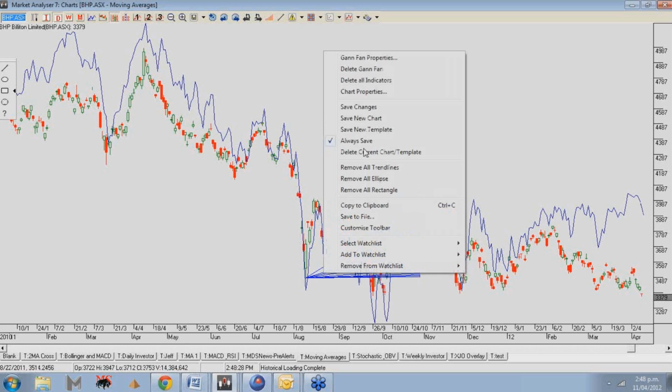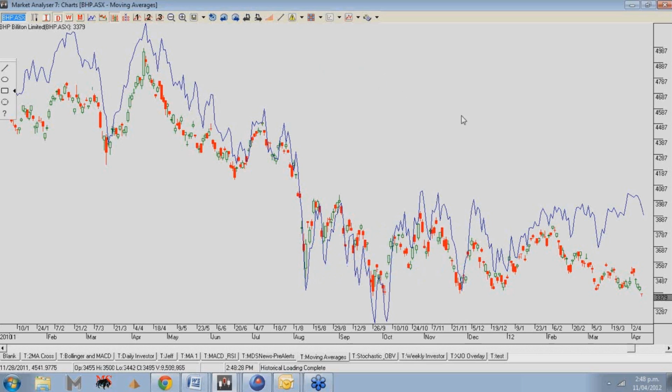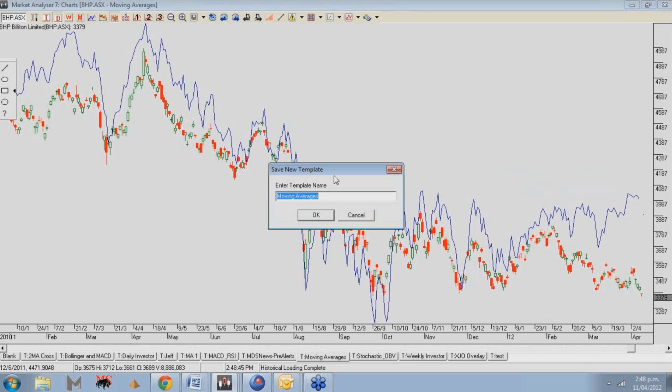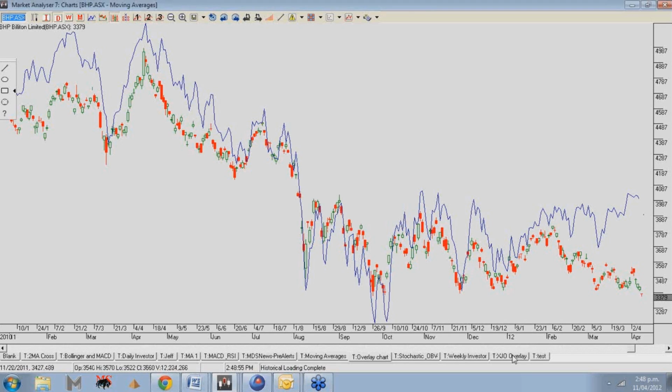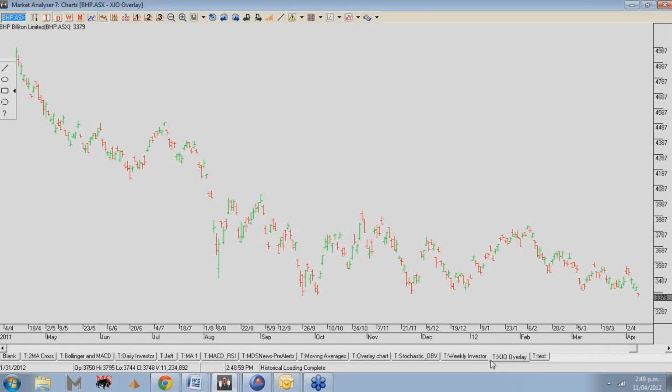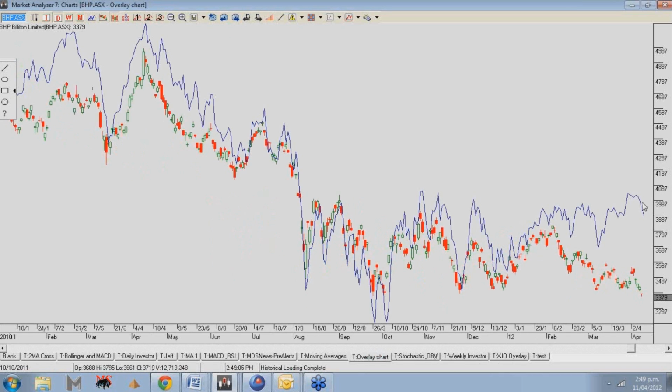Just remove that off the fan. So remove that. Now, if we want to apply this as a template, we can right-click and save it as a new template. We can call it the overlay chart and tell it OK. And now we have done here our overlay. Now we've got this as a template, the overlay chart. There it is. We can apply this onto any share that we're looking at.